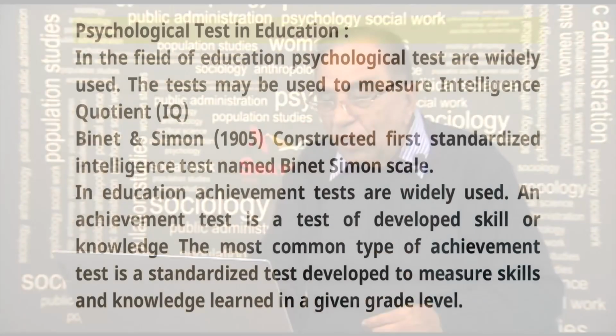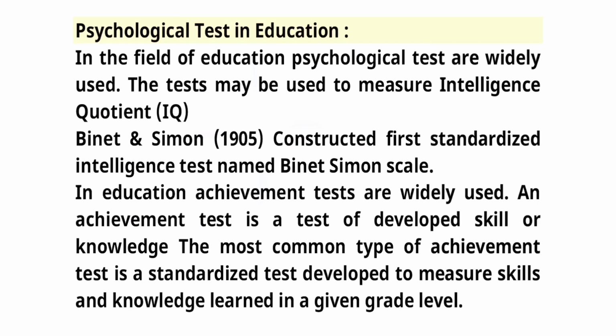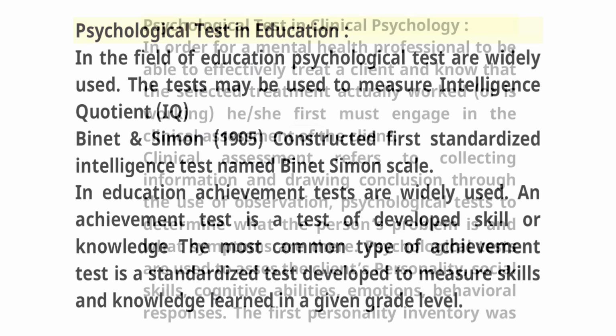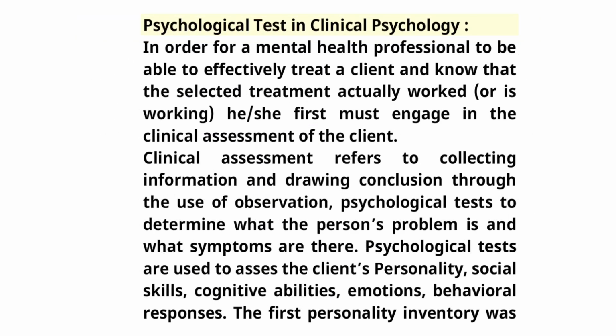So, whatever education we are giving to the students, what is their achievement? It is not examination. Don't confuse it with your annual examination. Your annual examination is not standardized. If it is standardized, it is a process, then the paper will be leaked, it will be out. Now, it is simply testing your knowledge, what you have achieved. These tests are called achievement tests, and they will be different for all the classes, for all the subjects. So, the most common type of achievement test is a standardized test developed to measure skills and knowledge learned in a given level. So, that is the first application we have talked about in education.